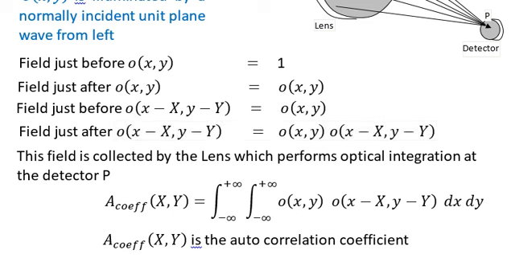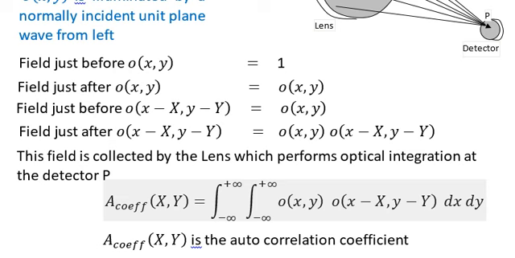Okay, now the field just after the displaced object O at x minus capital X and y minus capital Y will be equal to the field incident on it, which is O at x, y, passing through this object, which is O at x minus capital X, y minus capital Y. This field is collected by the lens, which performs the optical integration at the detector P. You see that we have also shown the detector P in the figure.